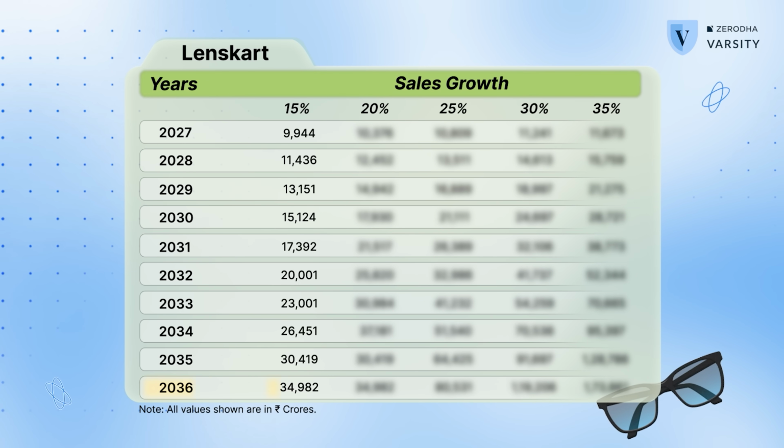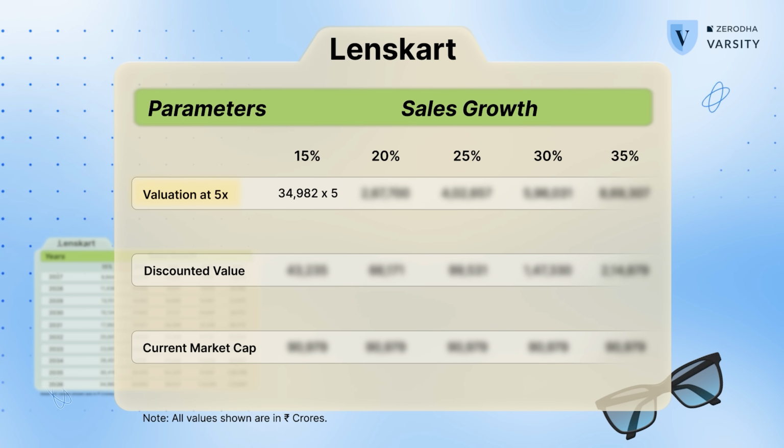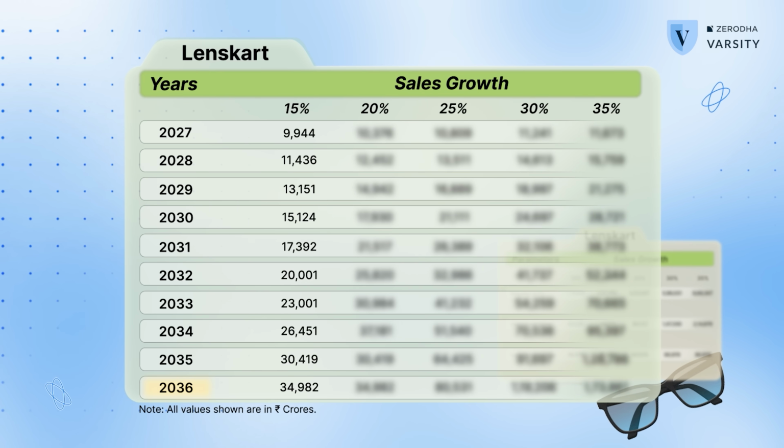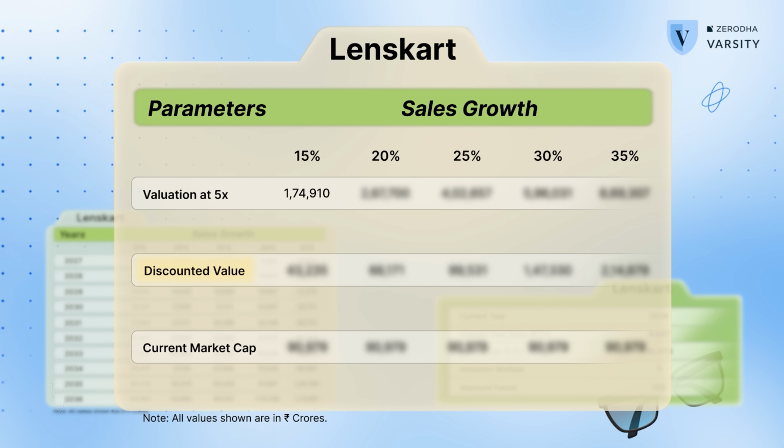Take the 10th year sales number and give it a 5x valuation. That will give you a sales-based market cap of 1,74,910 crores. But remember, this is in the future. To make sense of it, you will have to bring it back to today's terms by discounting it. I have used a 15% discounting rate here. When you do that, the future market cap basis sales comes down to 43,225 crores.